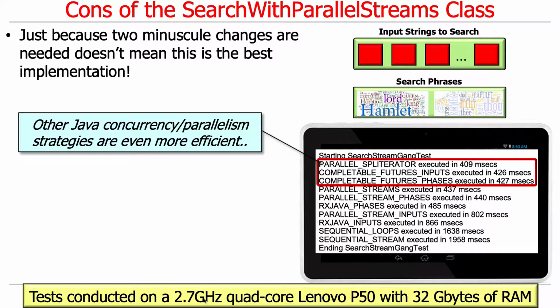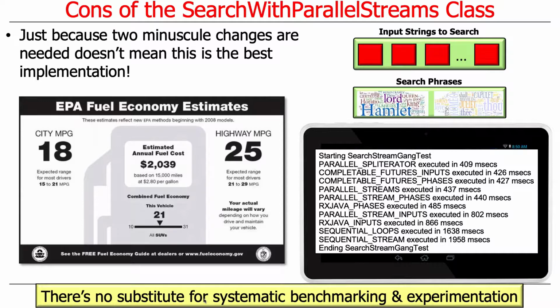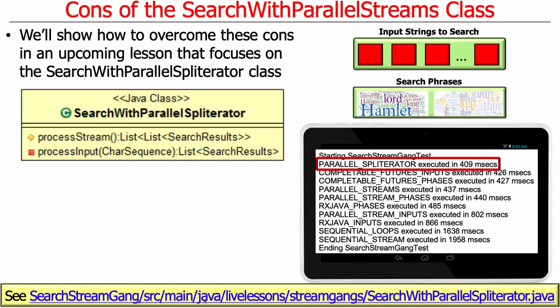If you were to run this on the Mac computer, which had less memory, the behavior was slightly different. So a couple things to note: your mileage may vary. You need to benchmark things correctly. We'll talk a bit more about benchmarking if we have time later in the course. But the main point is that just because we only had to make 2 changes didn't mean that was the best way to go. So we will talk later, and this will probably get us into next week, about this other implementation called the parallel splitterator.